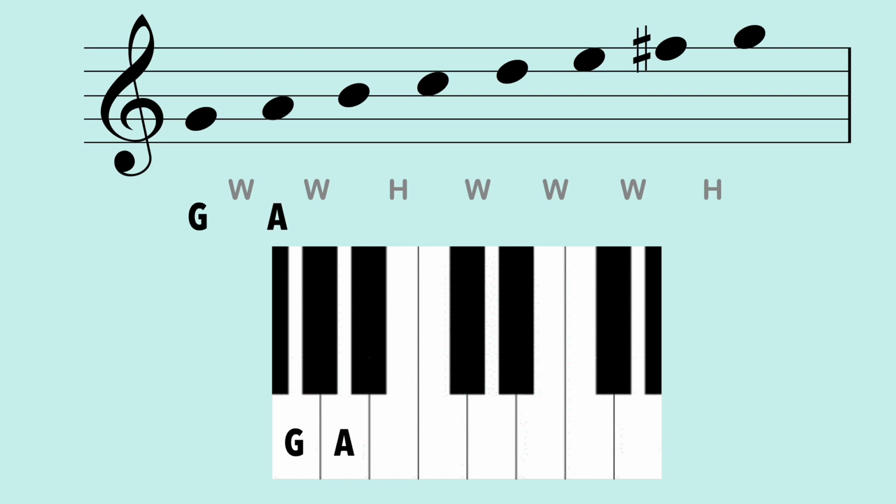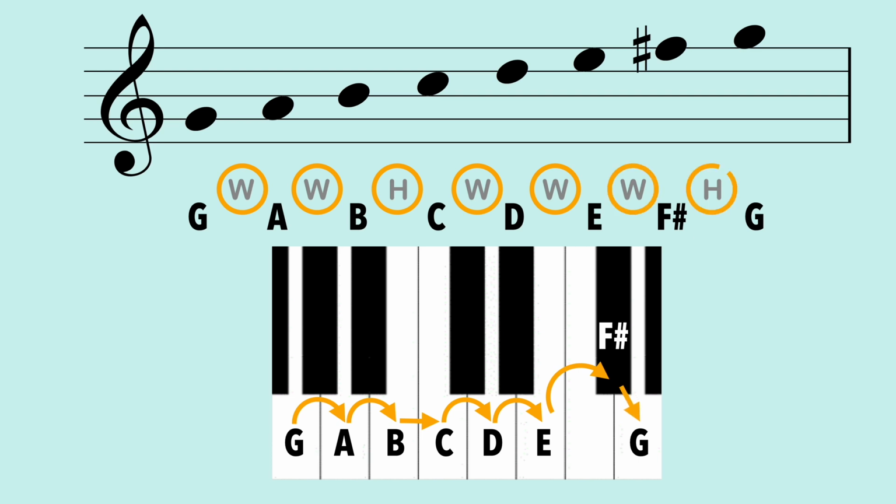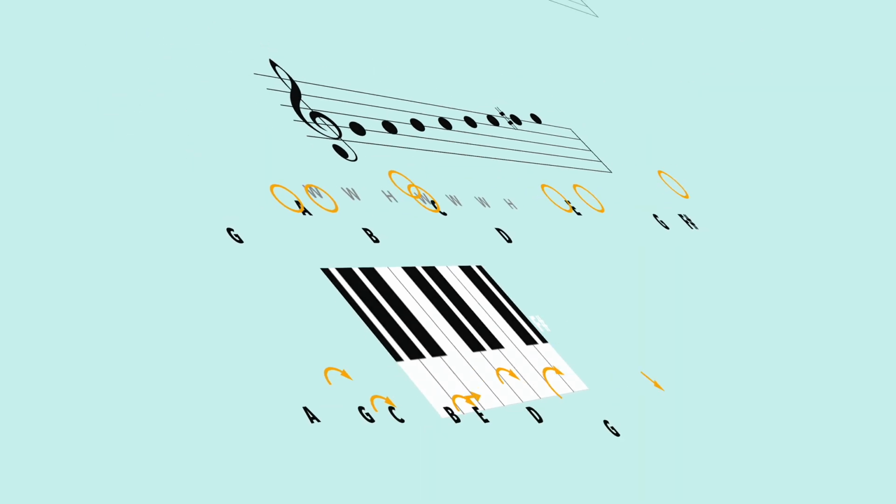Now let's see if this rule matches up to the G major scale. G to A and A to B are whole steps, B to C is a half step, C to D, D to E, and E to F sharp are all whole steps, and finally, F sharp to G is a half step. Now that we know all 5 rules, let's build a D major scale.